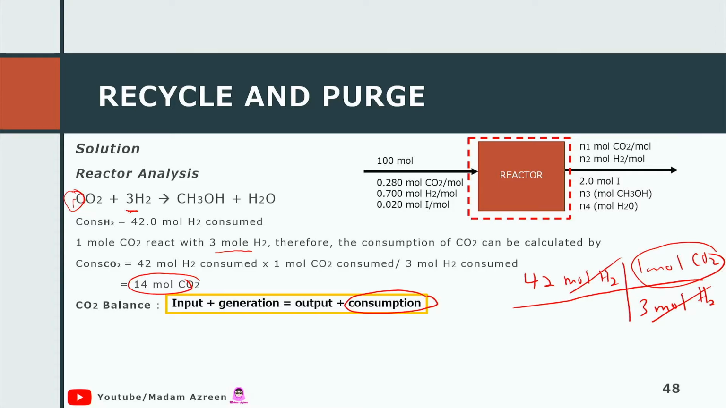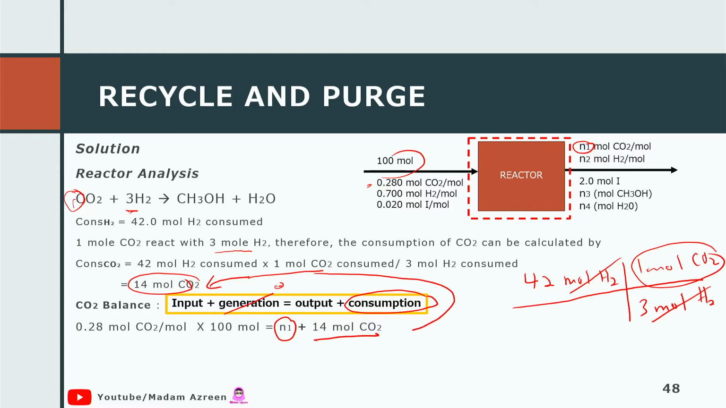Okay, so next you have to do a carbon dioxide balance. To balance the carbon dioxide, basically here, 0.28 times 100 is the input. There is no generation of carbon dioxide, and the output, which is N1, plus the consumption, which you can get from here. So you can get the value of N1.